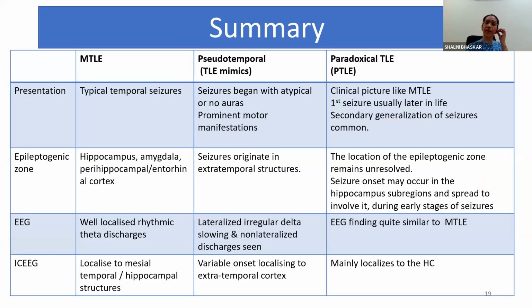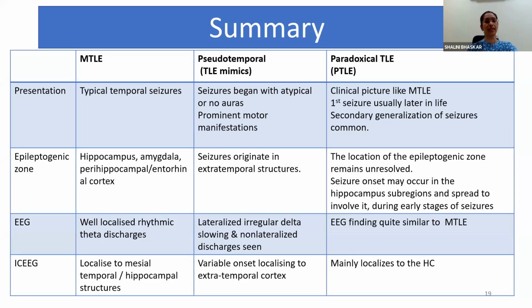So, in summary, patients with MTLE have typical temporal lobe seizures, whereas patients with pseudotemporal epilepsy have seizures beginning with atypical or no auras and prominent motor manifestations. And patients with paradoxical TLE have a clinical picture similar to MTLE. The first seizure usually starts later in life, and secondary generalization of seizures is common.